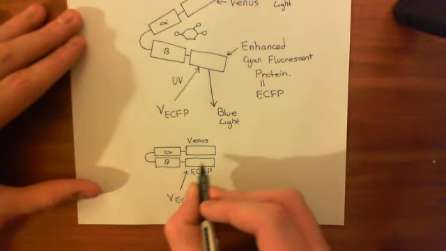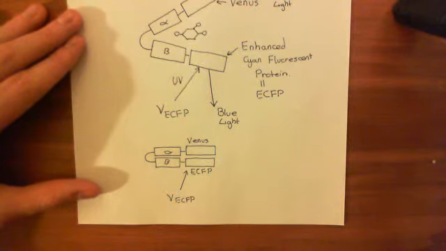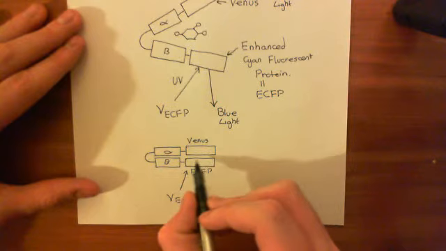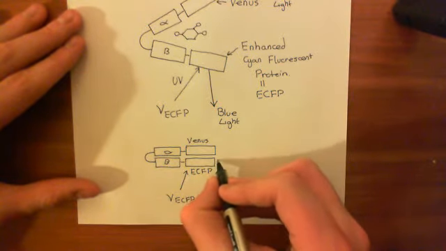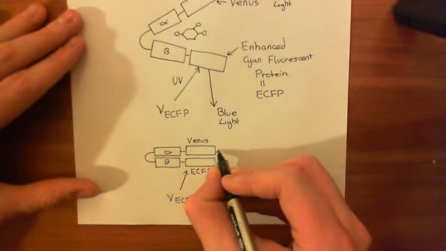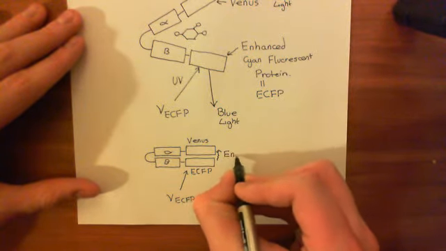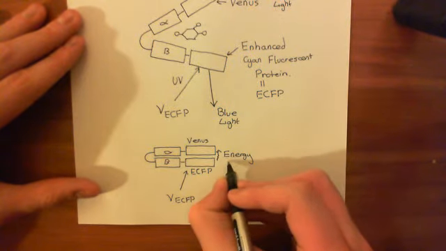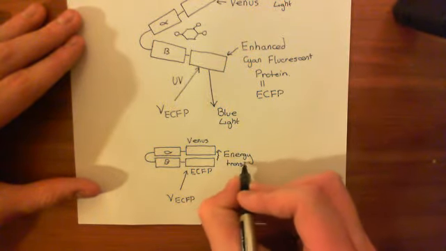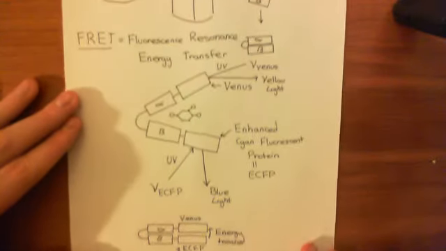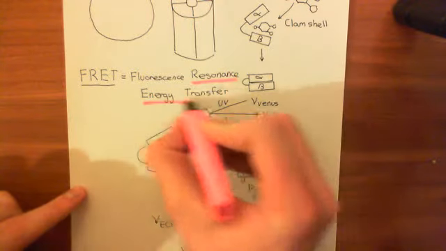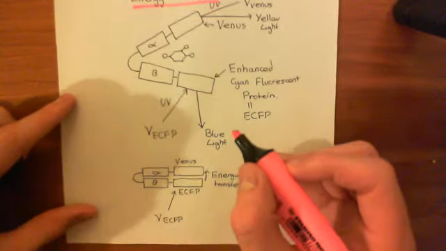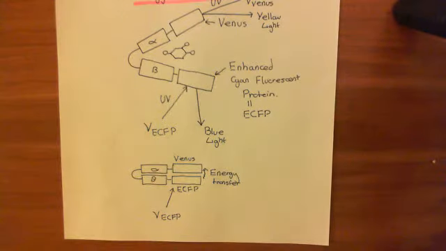So I fire in these photons of UV of this specific frequency, and basically what will happen is the enhanced cyan fluorescence protein will absorb those photons and it will gain the energy. But now the Venus protein is very, very close, as you can see, to the enhanced cyan fluorescence protein. So what ends up happening is that you get some resonant energy transfer between the enhanced cyan fluorescence protein and the Venus protein. And this is the resonance energy transfer that is referred to in the name, basically. Resonance energy transfer, FRET.